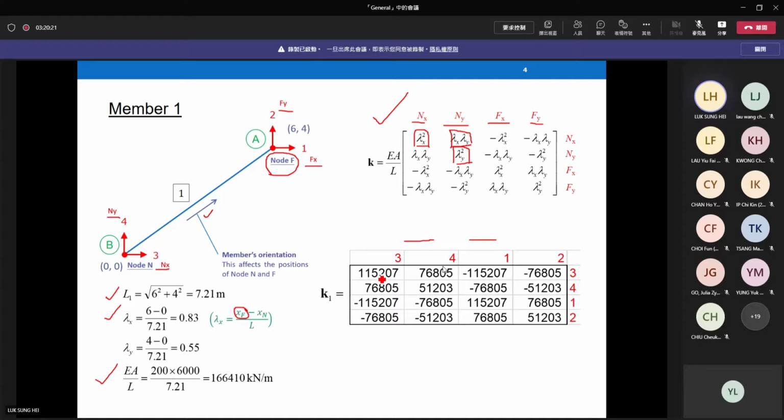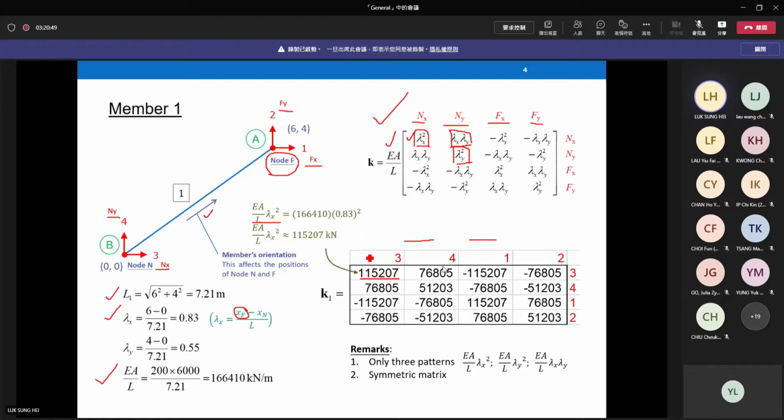The first element, for example, is equal to EA over L times lambda x squared. We know all the numbers: we know EA over L, we know lambda x squared. The value is approximately 115,207. You just repeat this several times, then you have the whole matrix.